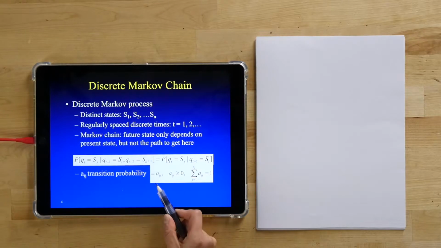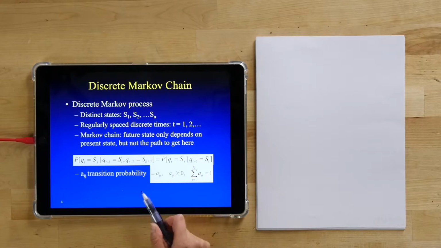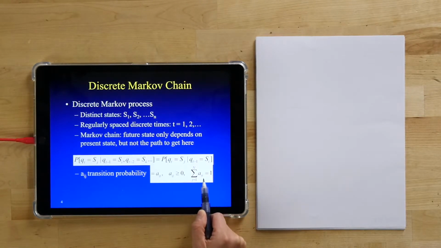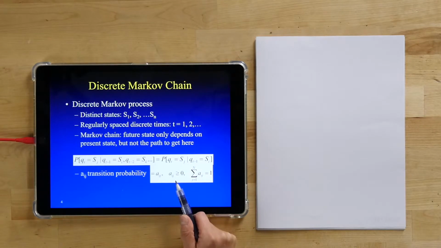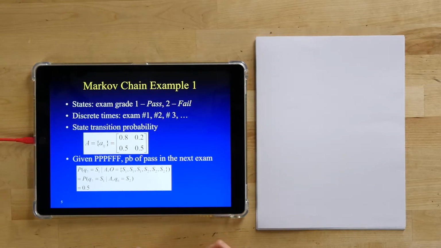And this is the probability given by this probability distribution, which is called a transition probability. So I'll show you a few examples in here. By the way, the transition probabilities of all the different situations need to all be greater than 0 and less than 1, and they add up to 1. So let's look at some examples.